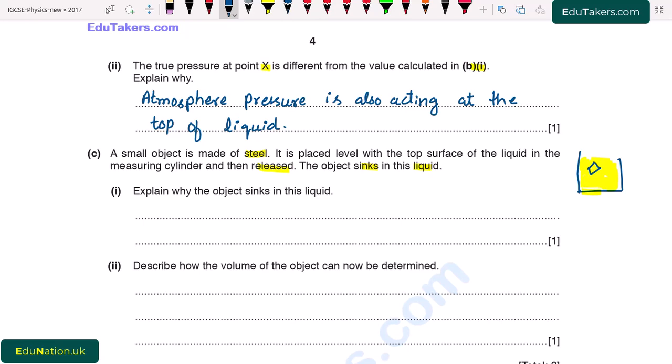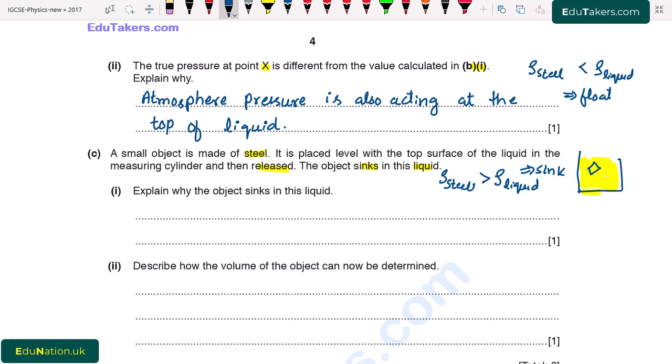I write here, if the density of the object that is made up of steel is more than the density of liquid, then the object will sink. But if the density of steel is less than the density of liquid, then the object will float. In our case, the object sinks in the liquid.